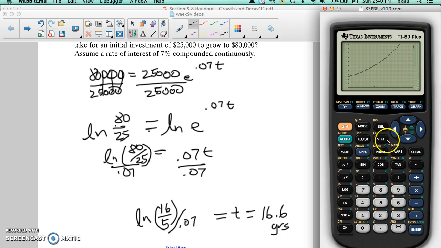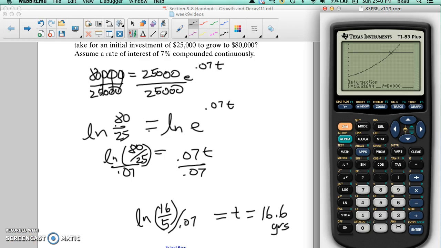All right, we have the intersection. We can see it. So we're hoping that's at 16. These are 5s: 5, 10, 15. There's 15, so it does look close to 16. We do second calculate, intersect, first curve, second curve, guess, we put it close to 16. All right, and our answer is the same, 16.6, gives us $80,000. So this is a calculator way to look at the exponential function and do some estimations of the solutions.